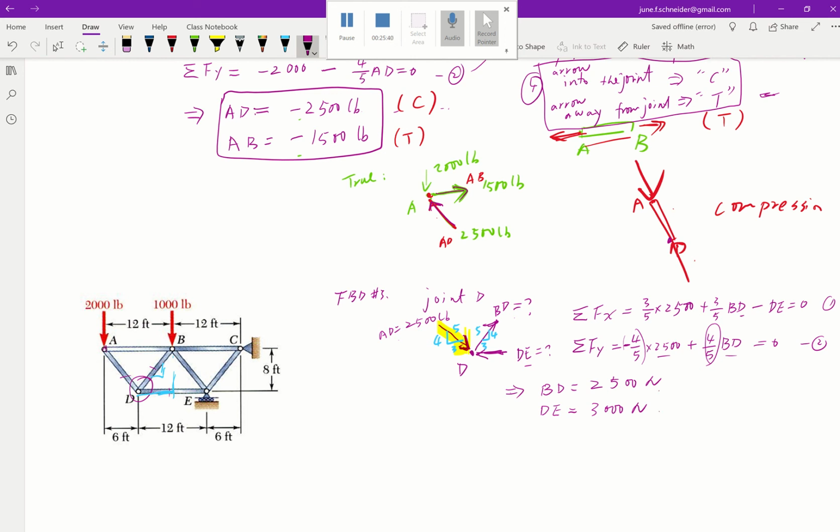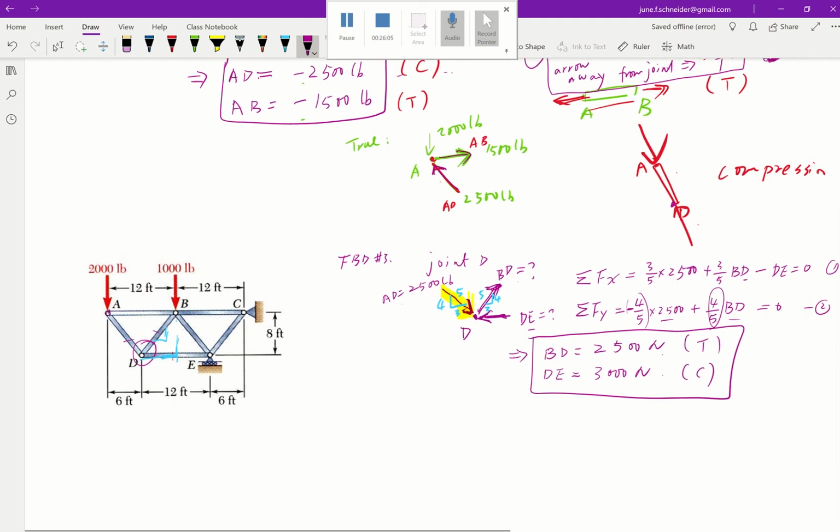Okay. So once you get those two, remember we have to figure out the direction. We got a positive number, which means we guessed right. When we guessed right, we're going to just use this pattern here. BD is pulling away, the arrow is away from the joint, which means it's in tension. DE is pushing into the joint, which means it's in compression. So we have another two solved, right? So it's getting easier and easier, right?